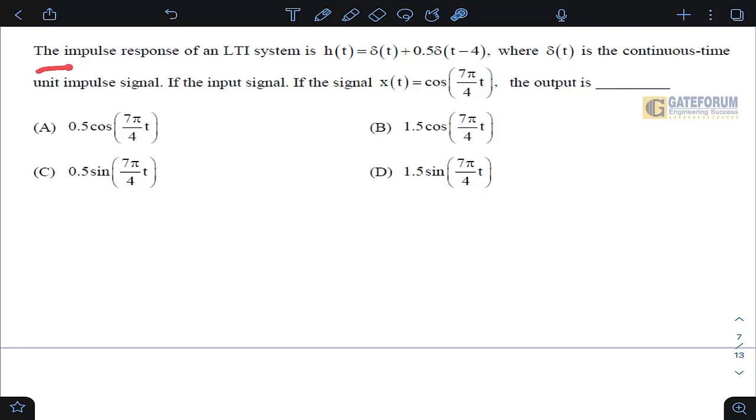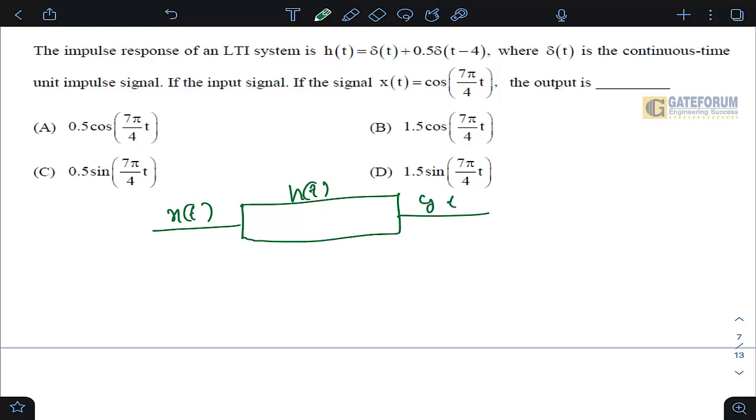The question is: the impulse response of an LTI system h(t) is delta(t) plus 0.5 delta(t minus 4), where delta(t) is the continuous time unit impulse signal. If the input signal x(t) is cos of 7 pi by 4 t, what is the output? Okay. So what is the data given? We have a system like this, its corresponding impulse response is given, which is h(t), and the input signal is given, which is x(t), and we are supposed to find y(t).